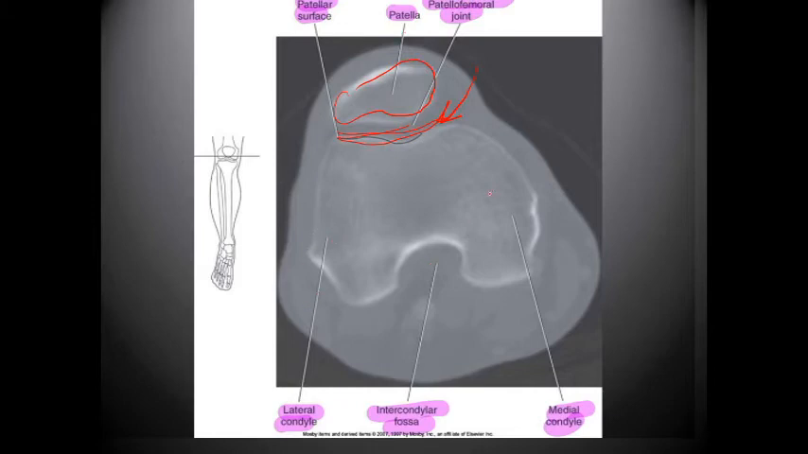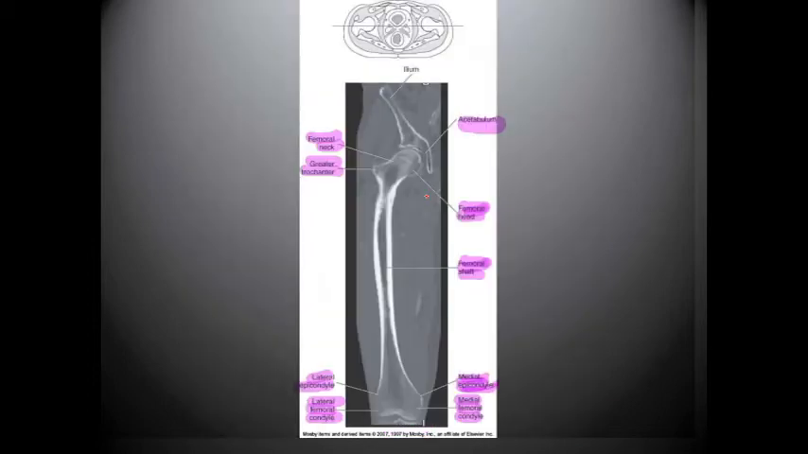We have the lateral condyle, which is very difficult to see, and the medial condyle. But here we have the intercondylar fossa. Notice how it is a depression in between the condyles. And so we would assume that this area here is the medial condyle, this is the lateral condyle, here is the intercondylar eminence.